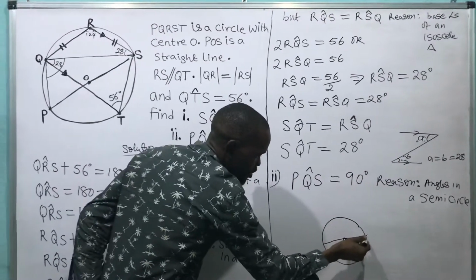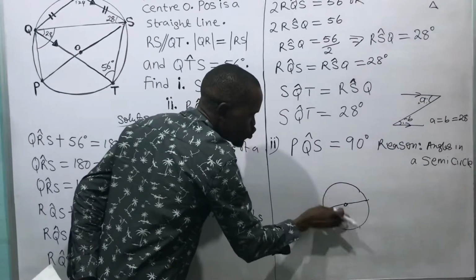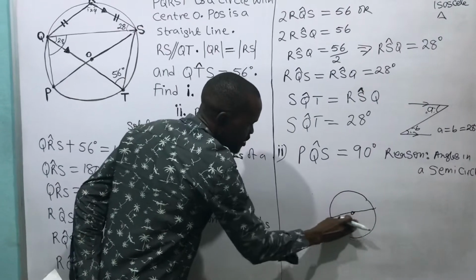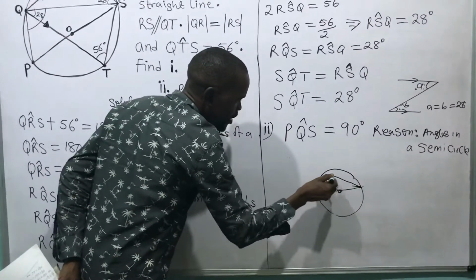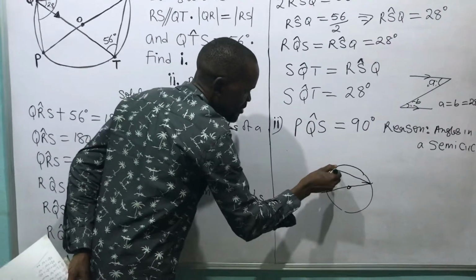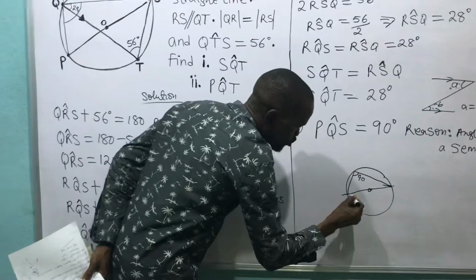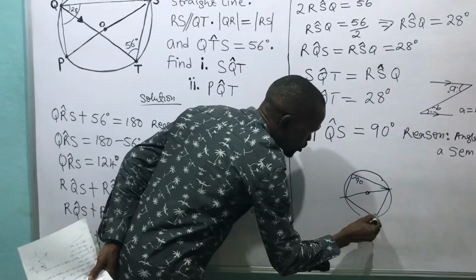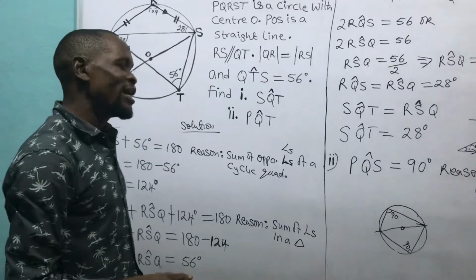This line, which is called the diameter, has divided this circle into two equal parts. And this side is called a semicircle. Here is called a semicircle. If this same chord forms an angle on any of this side, this angle becomes 90. If this also forms an angle here as well, this angle becomes 90. Are you getting what I'm saying here? And that's what we call angle in a semicircle.